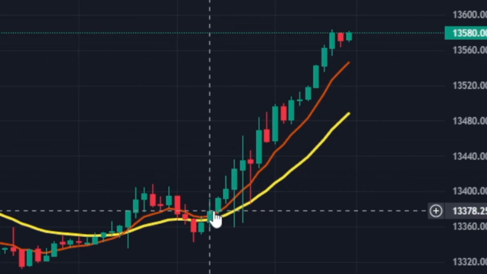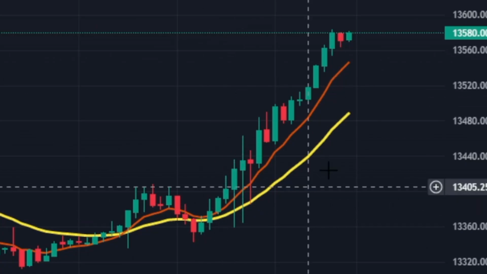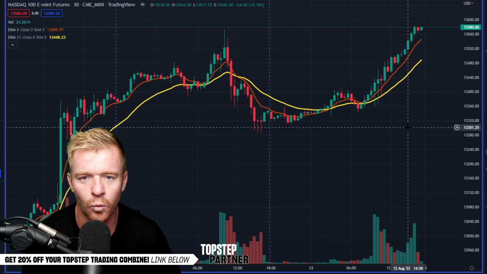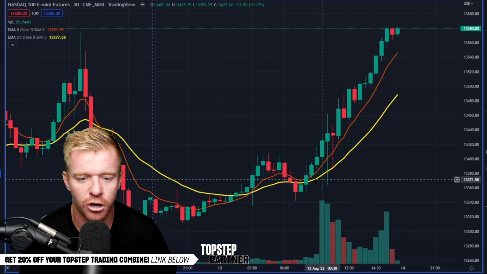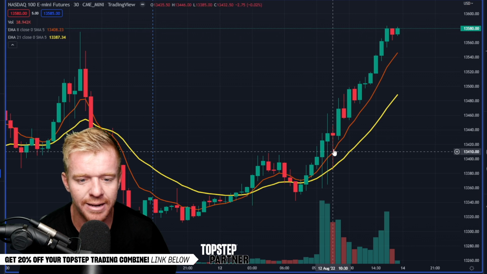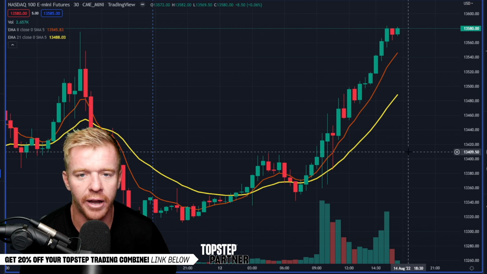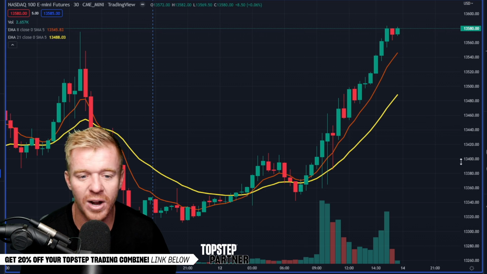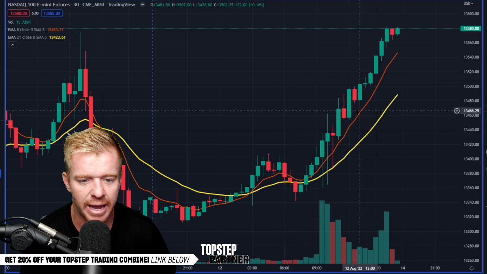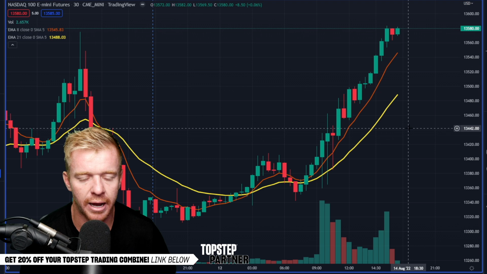We've got the 8 EMA being that orange line. We've got this yellow line being the 21 EMA. On this 30-minute chart, you can clearly see that we trended higher all day on Friday. Pretty much just trended higher all day. We are bouncing off that 8, just moving higher all day.